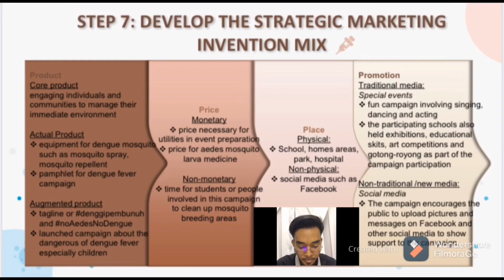So for the non-traditional or new media, this campaign uses social media as a promotion. The campaign encourages people to show support by uploading pictures and messages on Facebook and other social media.